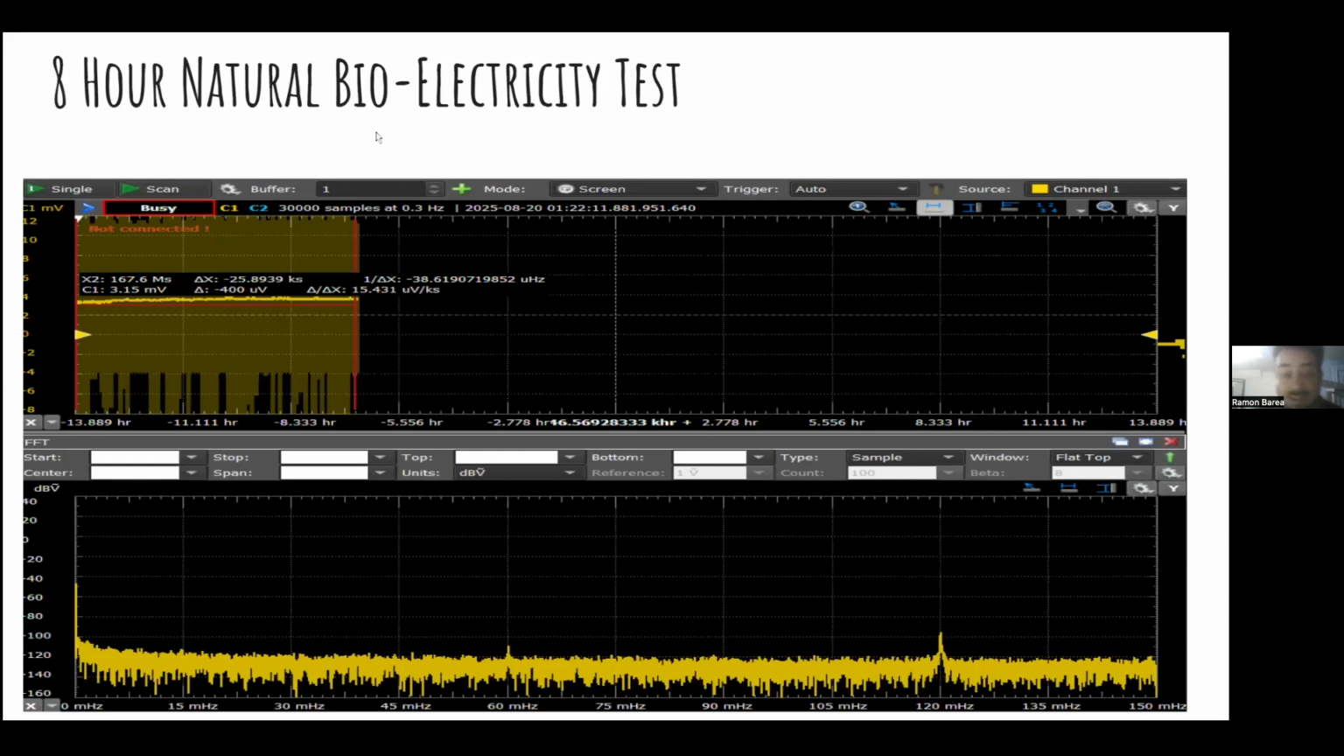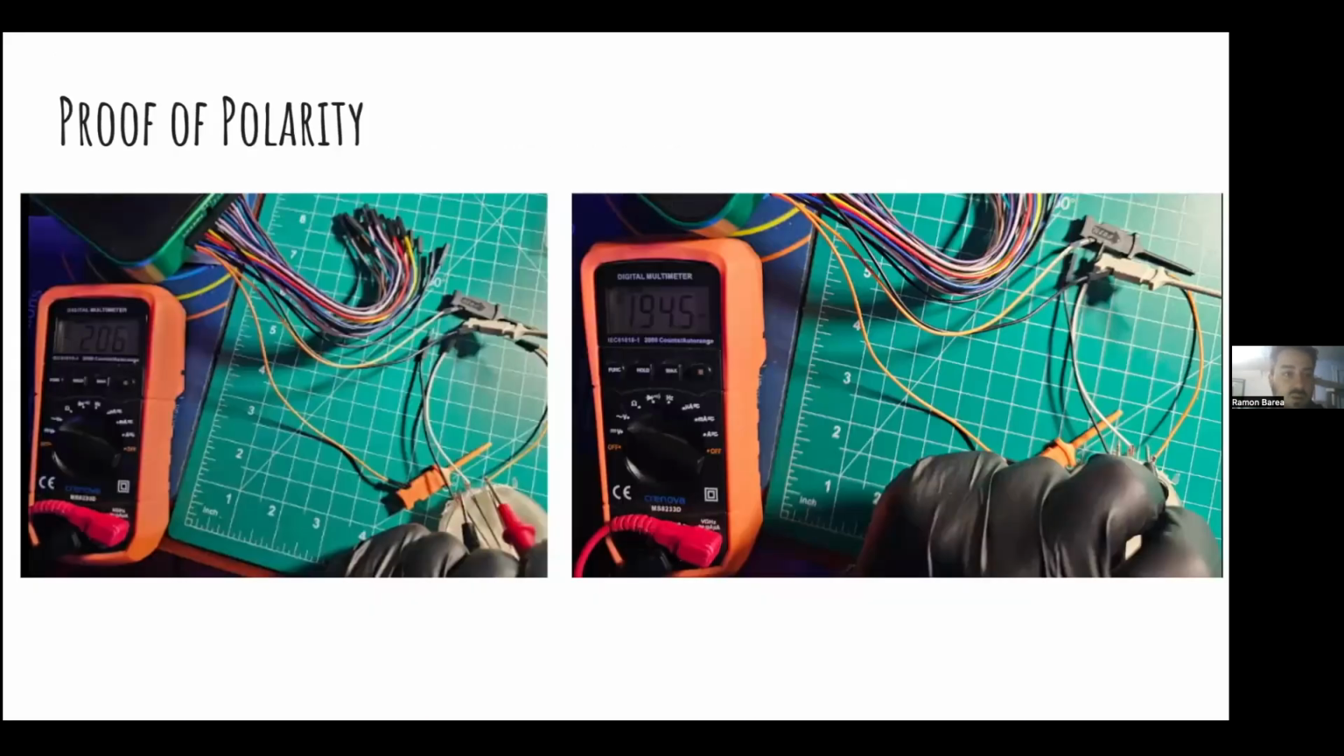So my next test was an 8-hour natural bioelectricity test. This led to a very interesting result. Essentially, I set it up, I left it alone, and just read the voltage over time, and it continued to increase very steadily. But what ended up being very interesting about this was that it gave it polarity. Now, polarity is interesting because after 8 hours of this, it seems like the ions in the networks essentially grew into that direction so that electricity naturally flowed in that direction.